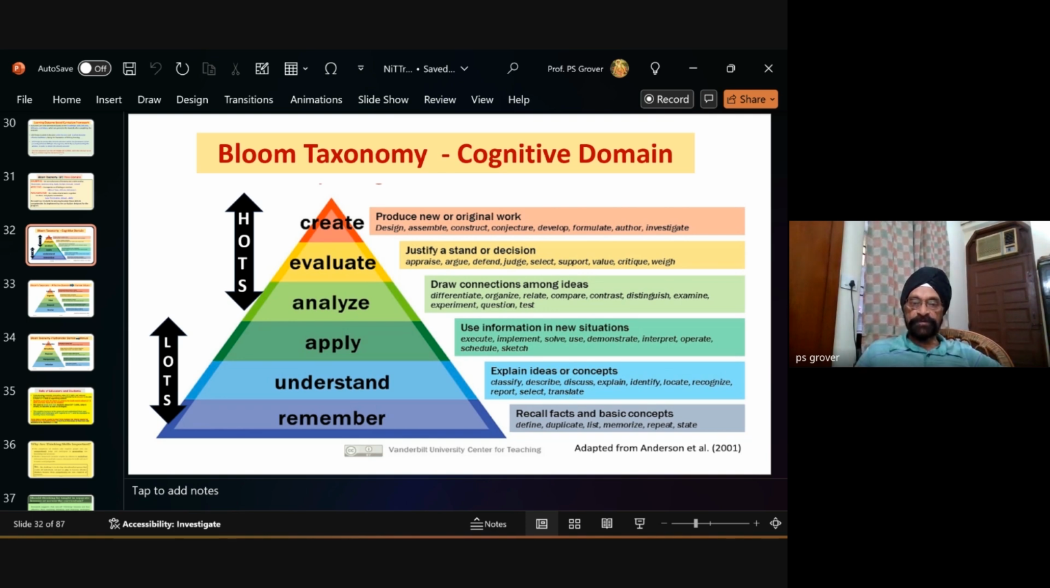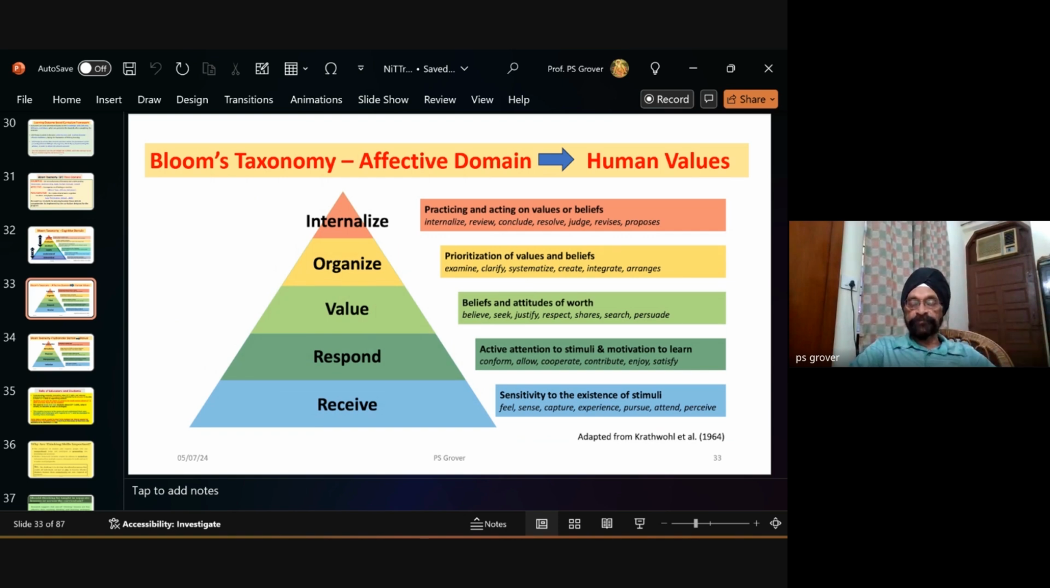That means my student should be a good analytical thinker. My student should be a good decision maker. My student should be creative. He should be a thinker and so on. Similarly, he should be a good team player. He should have good ethics. He should be caring. He should believe in the value system. That's already a part of the affective domain.